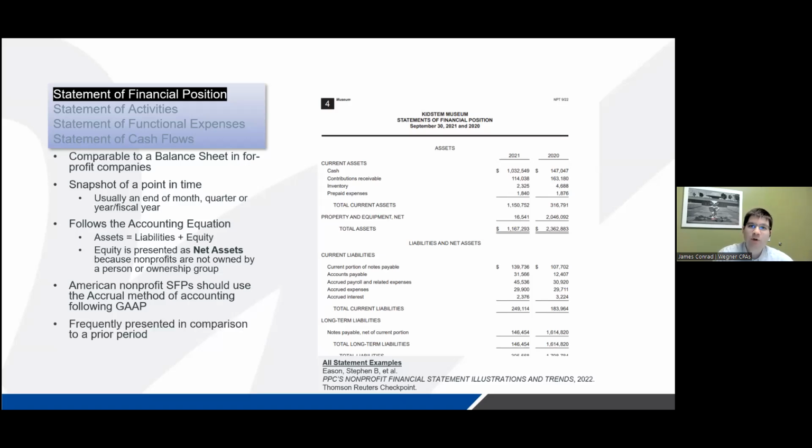And then frequently when you see nonprofit financial statements in general, but specifically the statement of position, you're going to have comparisons to a prior period, and that's really important to see. It gives you trend analysis. You'll be able to see what happened in the past. Is the company shrinking, growing? Usually, for example, in this example on the screen, it's comparing year to year, and frequently that is what you're going to see in audits.